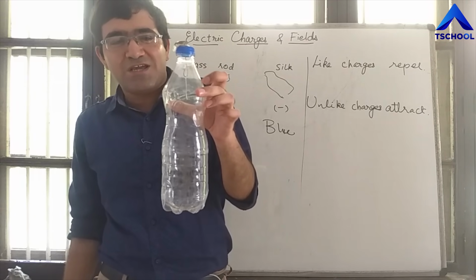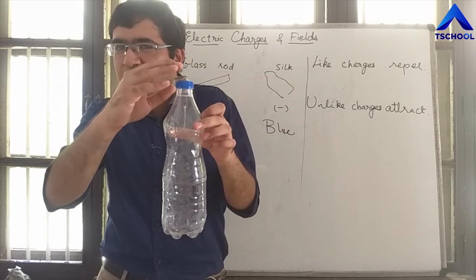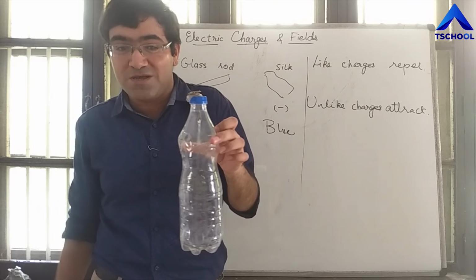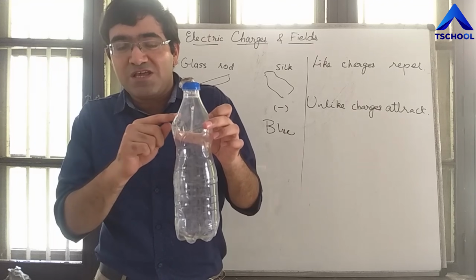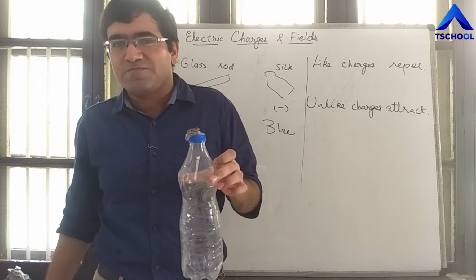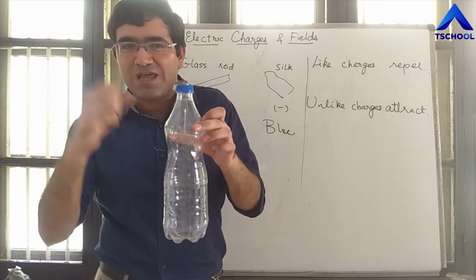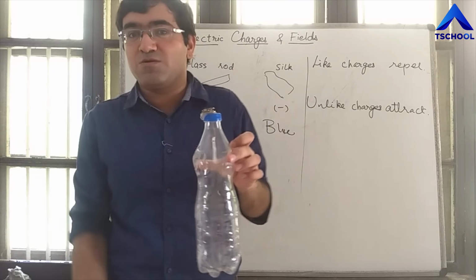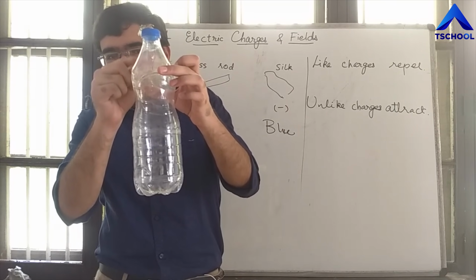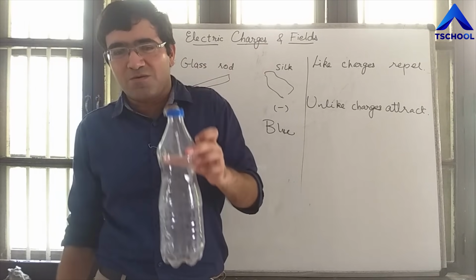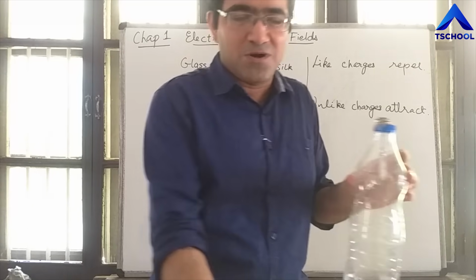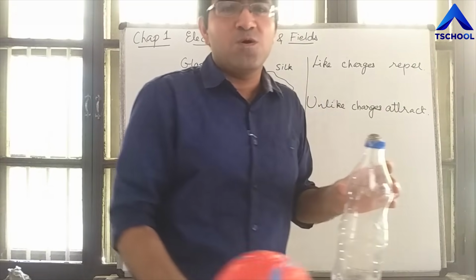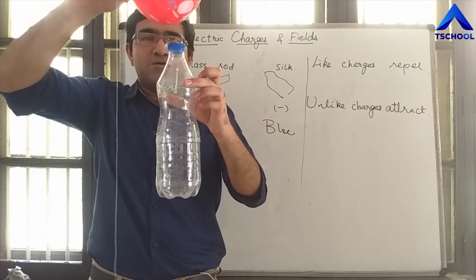So what you're going to see is, when we bring something that has a charge near this, the leaves will get that charge. The leaves will take some of the charge and then the leaves will repel each other. Right now the leaves are close to one another, but if I bring something that has a charge on it, the leaves are going to go away from each other. Okay.